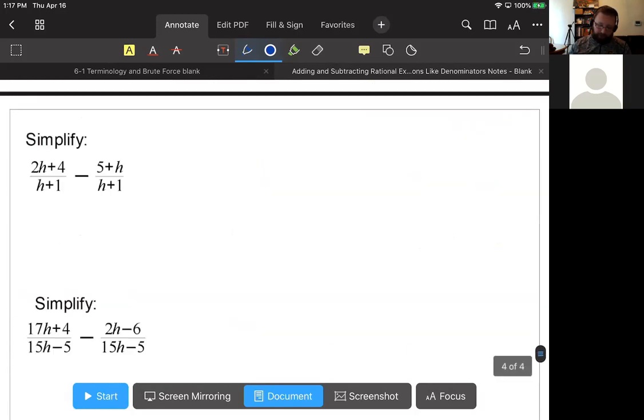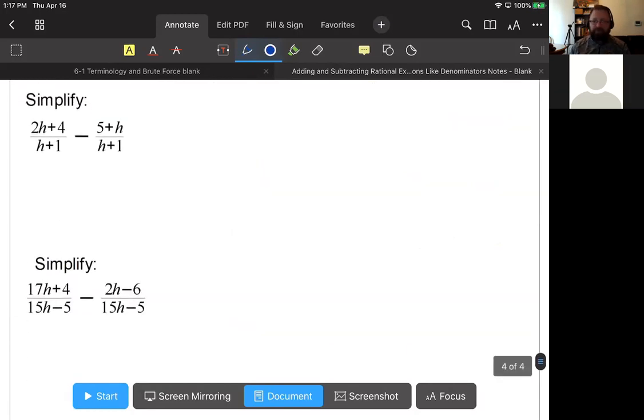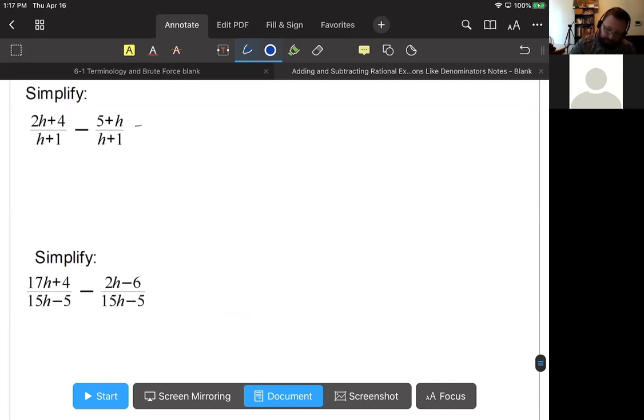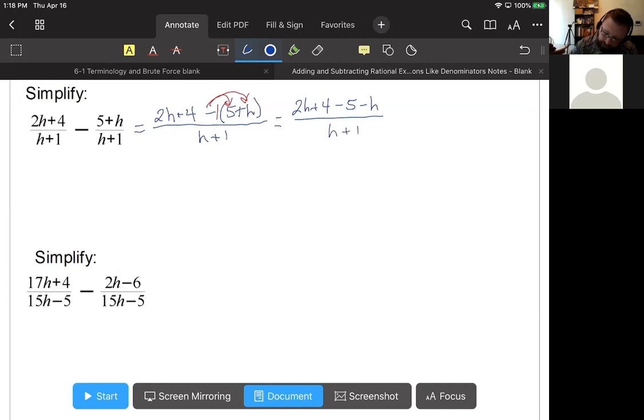So here are a couple more subtraction problems. I want to make sure we see enough examples of this so we know exactly what we're doing. So again, what we're doing is we are combining the numerators by subtracting the second numerator from the first, and we're putting that over the common denominator of h plus 1. Again, that negative has to be applied to both of these terms, the 5 and the h. So it's like we're distributing a -1 through the parentheses. So we have 2h plus 4 minus 5 minus h over h plus 1.